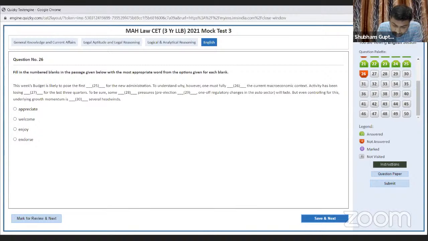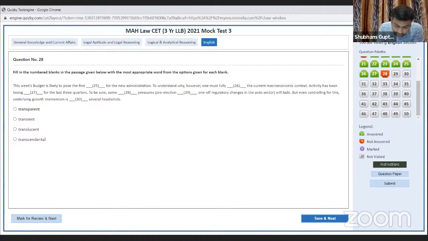So to understand why, however, one must dash current map. So I would say endorse. I'm not sure what the right word should be. Activity has been losing. This is clear. Losing momentum, because losing mechanism does not make sense. Impulse does not make sense. Vim does not make sense. So momentum should be the right word. Now let's move forward.